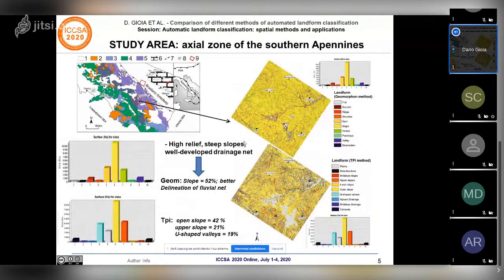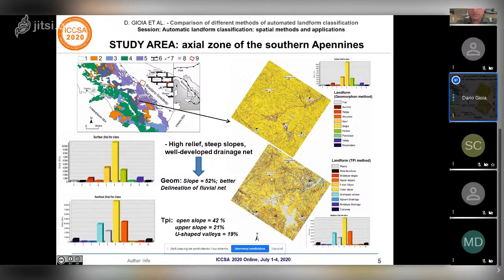This slide summarizes the results of the first test area, which includes a small sector of the axial zone of the southern Apennines, which, from a geomorphological point of view, is characterized by high relief, steep slopes, and a well-developed drainage network. To the right, we can see the two automatic landform classification maps from the TPI and geomorphon methods, which show strong differences. Slope classes are the most representative landform for both algorithms. The TPI method is characterized by a better delineation of flat areas, such as small intramontane basins and alluvial plains, whereas the geomorphon method shows a better delineation of minor channels and rivers.